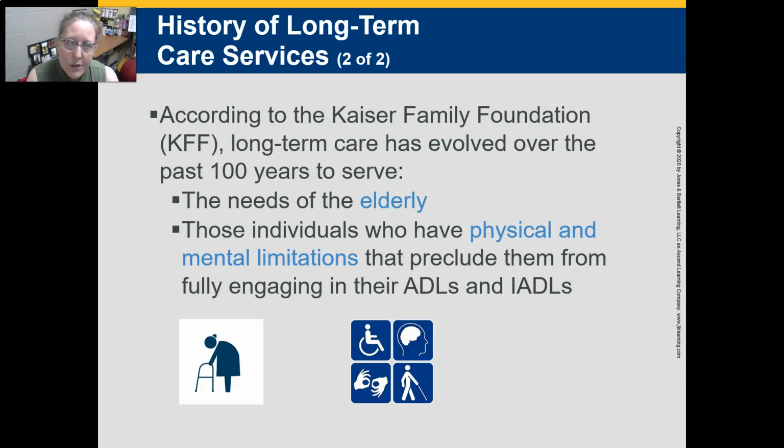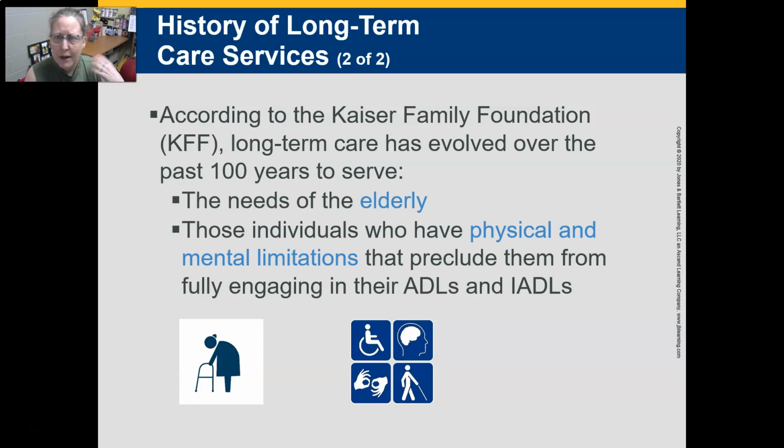So according to the Kaiser Family Foundation, long-term care has evolved over the past 100 years to serve the needs of the elderly, but also the needs of those individuals who have a physical and mental limitation that preclude them from fully engaging in their activities of daily living or instrumental activities of daily living.